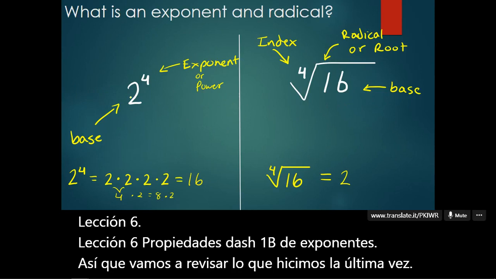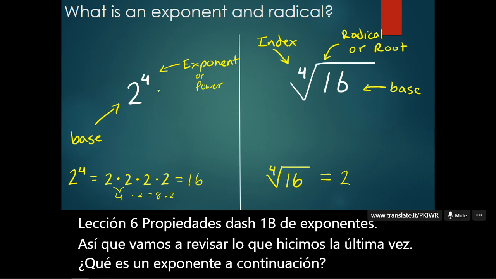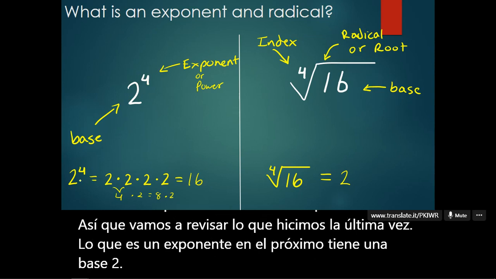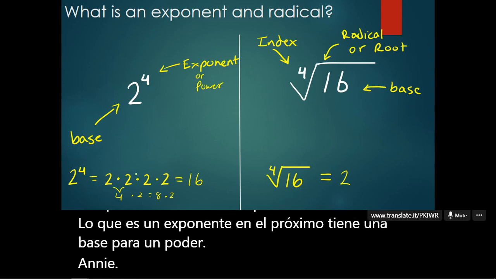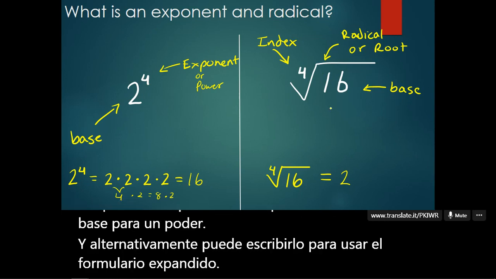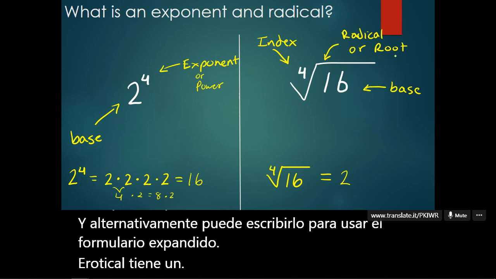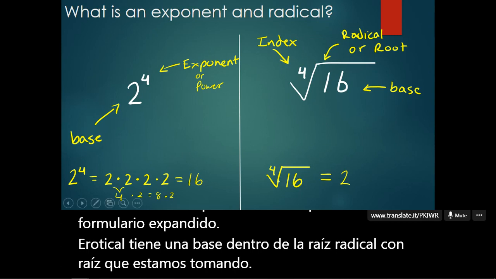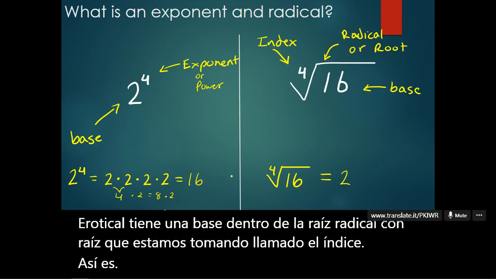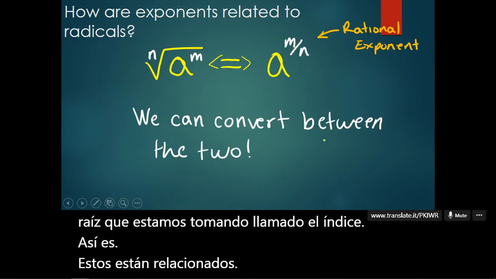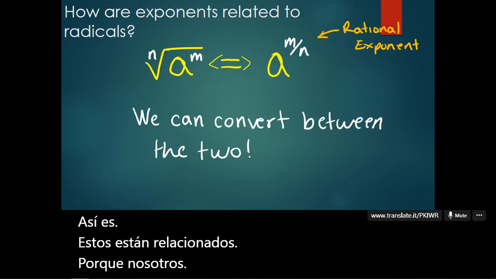What is an exponent? An exponent has a base to a power, and you can alternatively write it out using the expanded form. A radical has a base inside of the radical of the root, with the root that we're taking called the index. All right, so these are related because we can switch between the two.